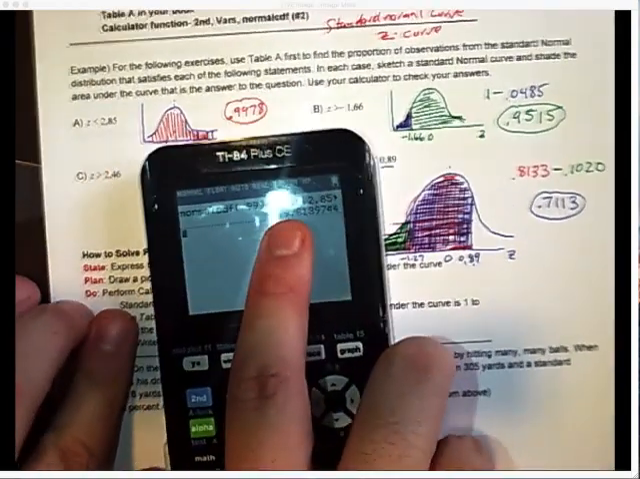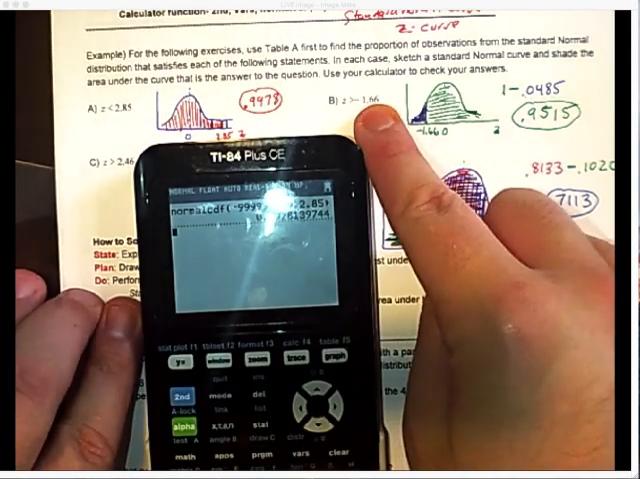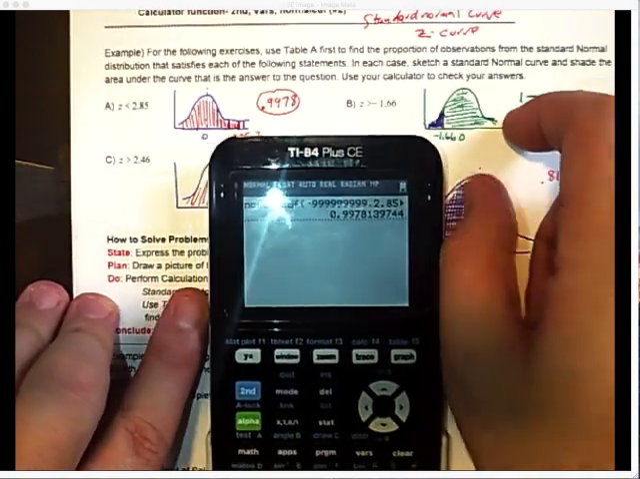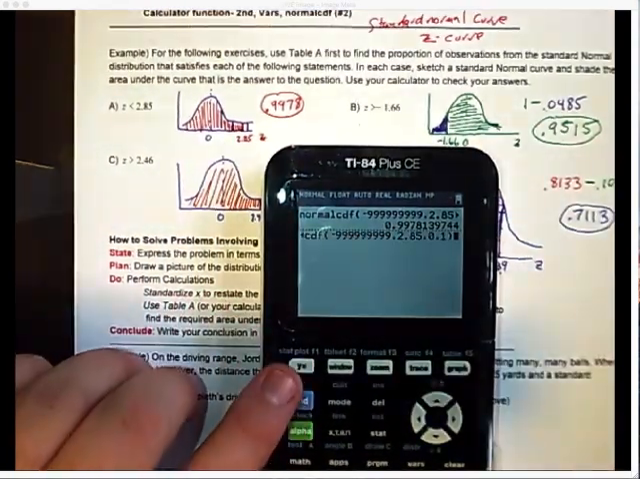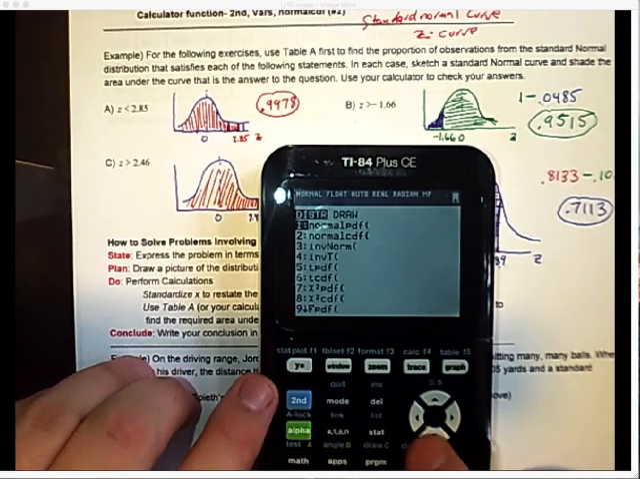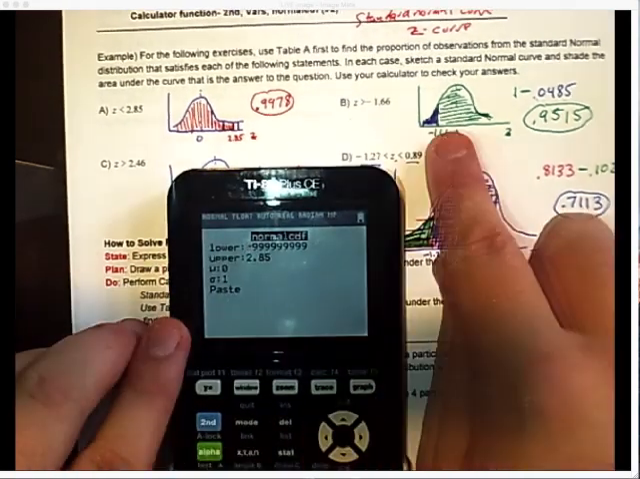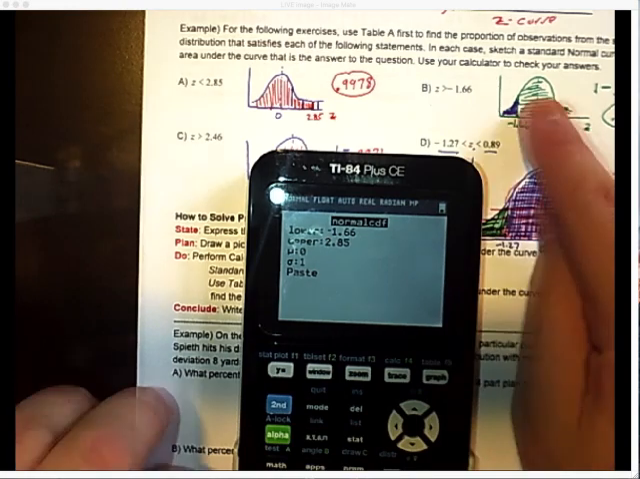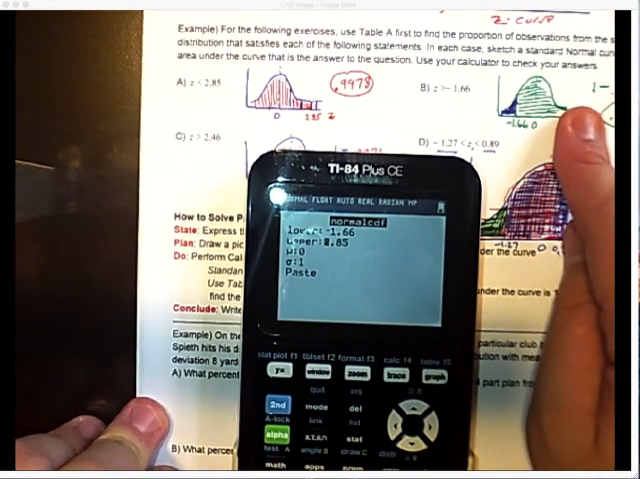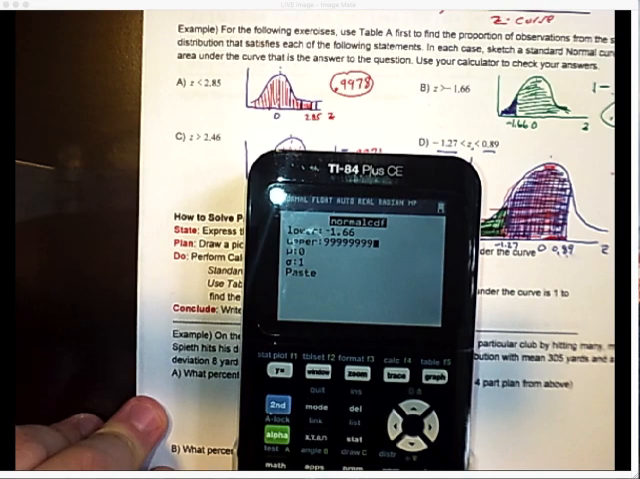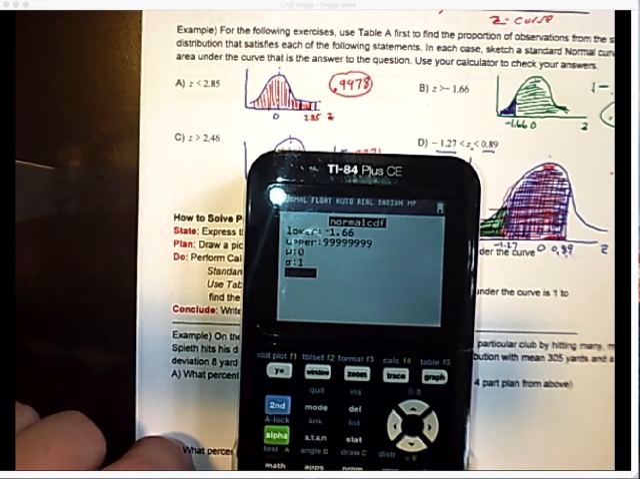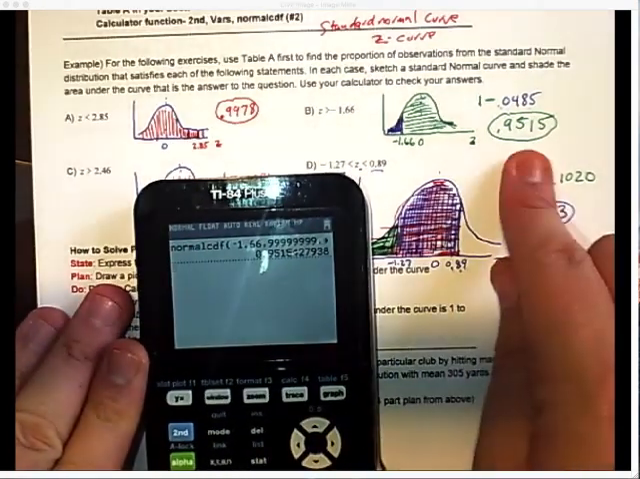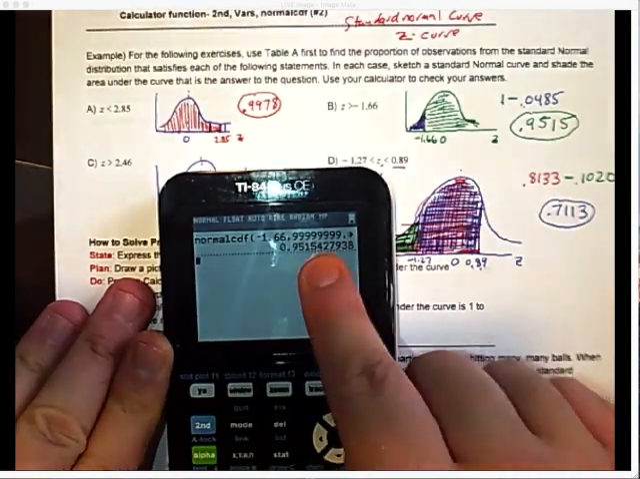Okay. Look at the second option here. What did we want to find? We wanted to find z is greater than negative 1.66, so we tried to find this green region. The nice part is the calculator doesn't care about left tail and right tail. So let's go back under normal CDF. Let's start at negative 1.66 as our lower bound. And how far does this go to the right? Well, it goes out to positive infinity. Can't put positive infinity, so we put a bunch of 9s. And we leave the 0 and the 1 alone. Paste. There we go, 0.9515. What did we get from the table? 0.9515. This is just a lot quicker.